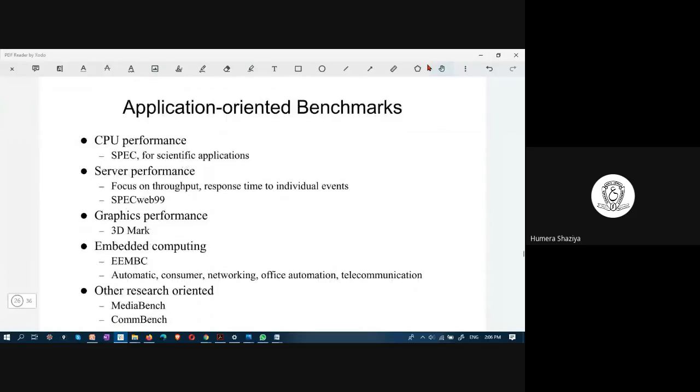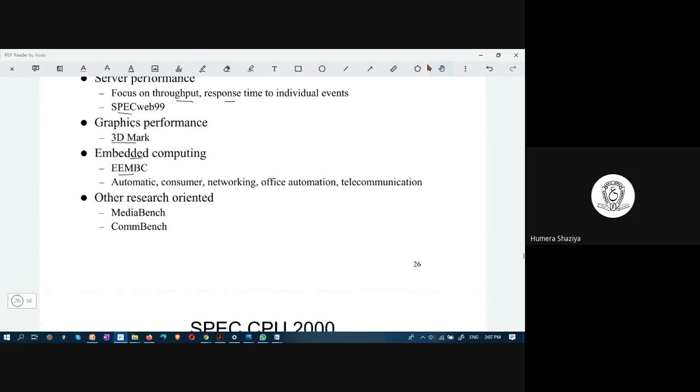Application oriented benchmarks are those that are confined to a particular application. It's not something general. For CPU performance, a benchmark would be SPEC for scientific applications. Server performance benchmark would be SPECweb99. This focuses on throughput and response time. Graphics performance, 3DMark. Embedded computing, EEMBC. Okay, these are different types of applications, and these are the different benchmarks that evaluate the performance of that particular application. Other research oriented ones are MediaBench and CommBench.